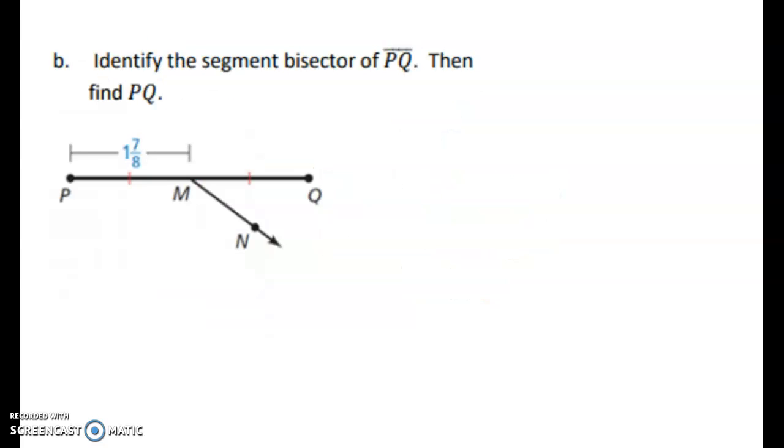All right, so on B, I want you to go ahead and identify the segment bisector of PQ. All right, so here's your segment bisector, and that is a ray. And so how we're going to name it is we're going to do MN with the ray symbol on top. So that is the segment bisector, ray MN. You have to do M first because when naming a ray, the endpoint comes first and then go towards the arrow for the second letter.